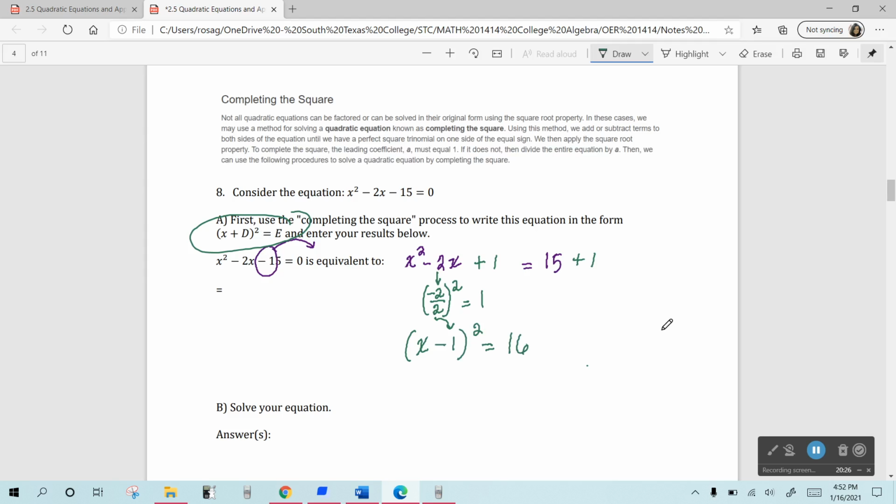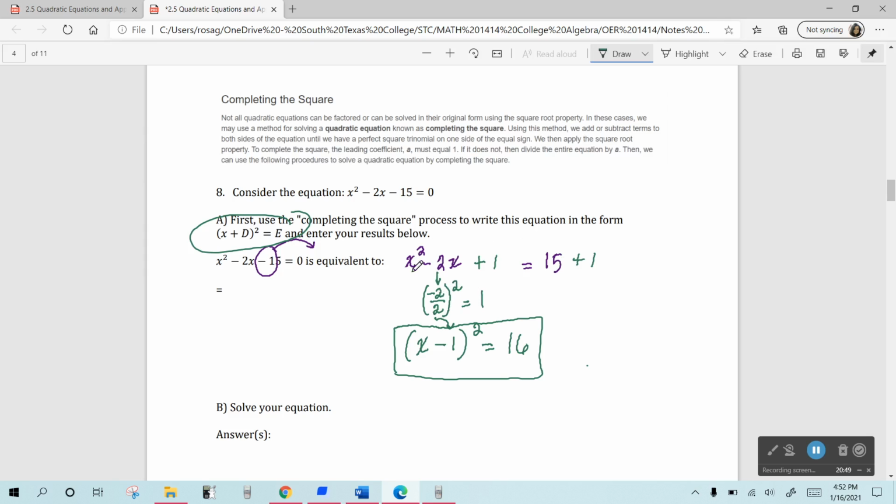Let's go over the steps of the setup. This is what they're asking you on this first question. I took the number with no letter and moved it to the other side. Don't forget to change the sign. Then I'm going to get this middle number, divide it by 2, and square it. All the time. It doesn't matter what number it is. You divide it by 2, you square it. And the answer, you put it on both sides.